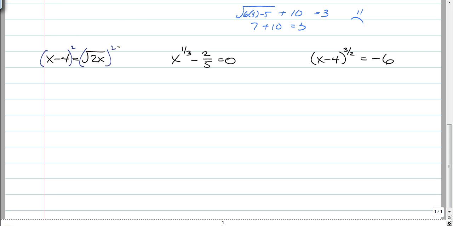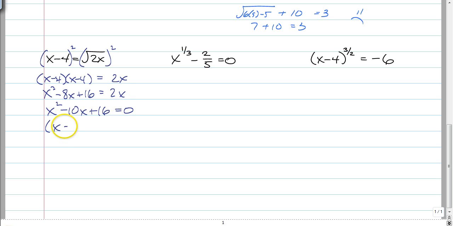On the left side, you're squaring a quantity, and you have to FOIL. So that's going to be x minus 4 times x minus 4 is equal to 2x. So then you FOIL that, you get your x squared minus 8x plus 16 is equal to 2x. X squared minus 10x plus 16 equals 0. So x minus 8 and x minus 2 equals 0. So x is equal to an 8 and a 2. So you want to make sure you check both, because there's a good chance one of them isn't going to work.